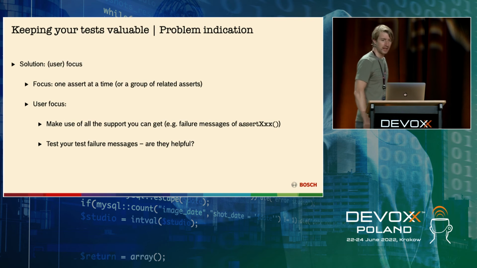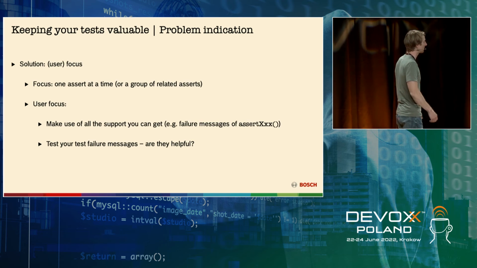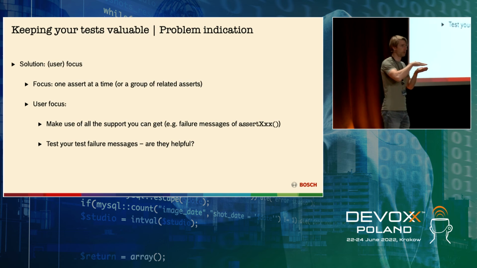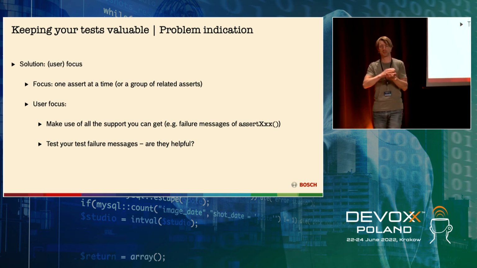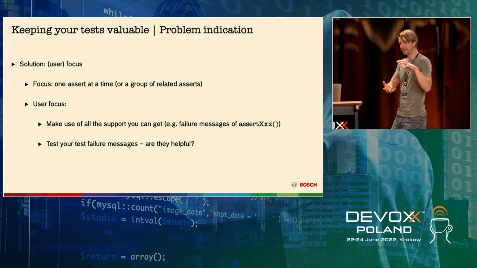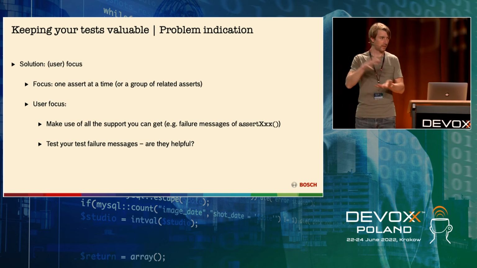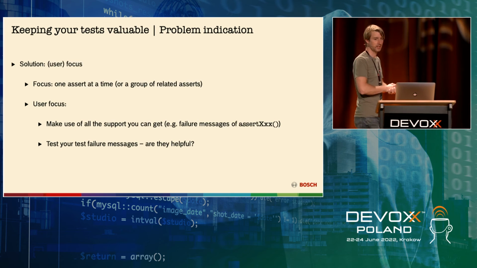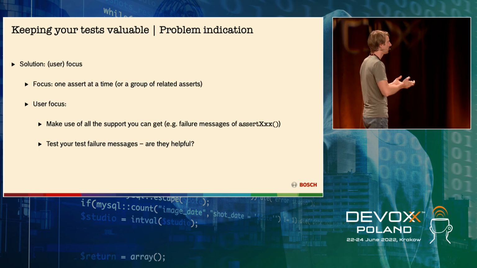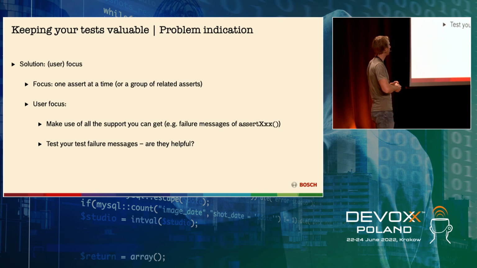One thing we can do about it is just keeping our tests focused. So one assert at a time, or a group of related asserts at a time. So yeah, as said earlier, just one aspect per test method. Don't mix and match like crazy, because that's going to be very confusing, and you're just going to spend more time debugging when that test fails, because it's harder to see why it failed.